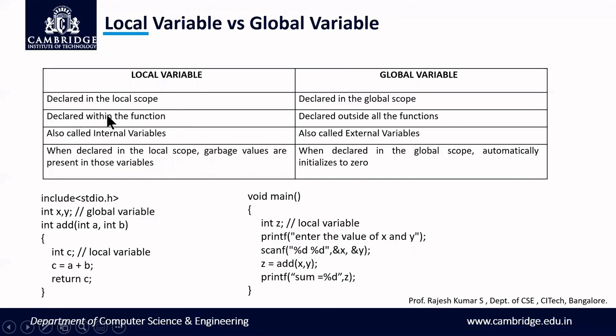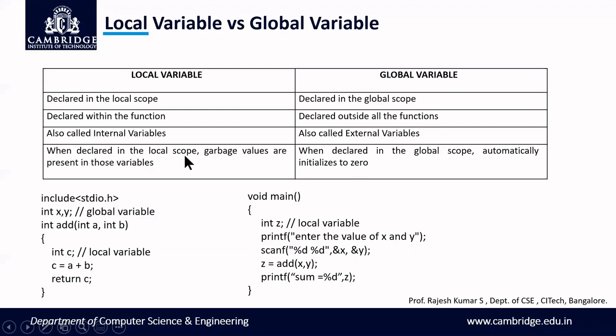Second point is declared within the function. That's what we discussed. Int C is declared for the add function. Int A, B, and C belong to the add function. Int Z belongs to the main function. Third, declared outside all the functions. We have declared the global variables X and Y outside the functions. These can be accessed by this or this. Also, A, B, C are called internal variables, or Z is called an internal variable, because it internally belongs only to main. This A, B, C belongs only to add. These are called internal variables. Whereas X and Y are called external variables because anybody can access X and Y since they are declared globally.